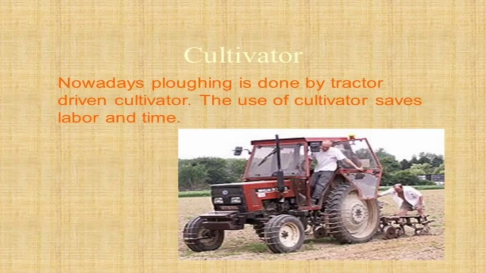Then we have the cultivator, which is a modern thing. Modern day plowing is done by a tractor-driven cultivator, which usually saves labor and time. If we use a plow or hoe, more labor and more time are needed. Cultivators are used for plowing the land and removing the weeds also. So the cultivator is a modern tool. Understood this much? These are what we do in the preparation of soil.